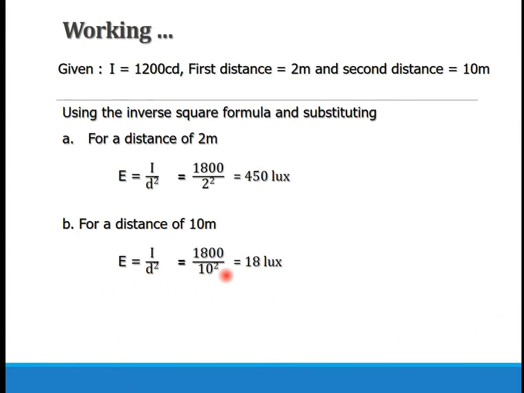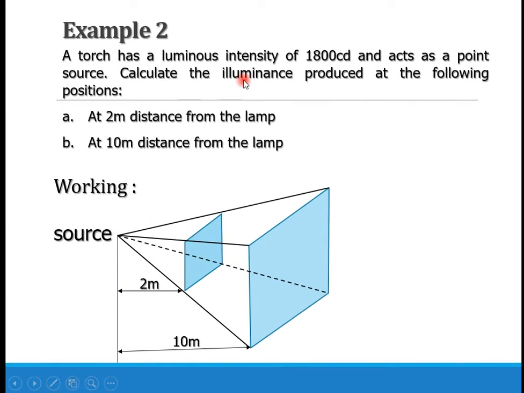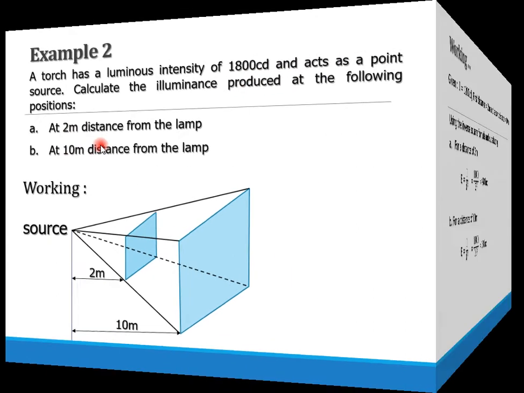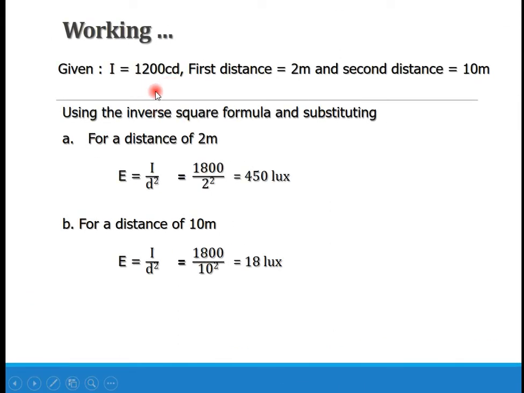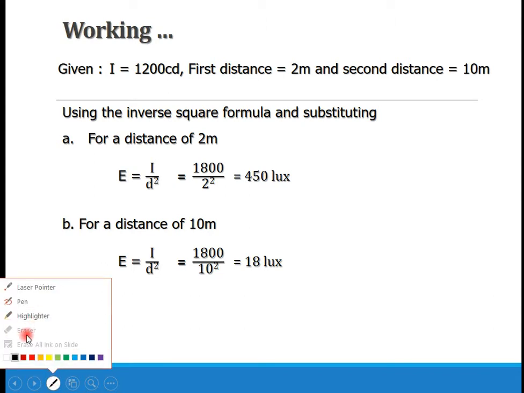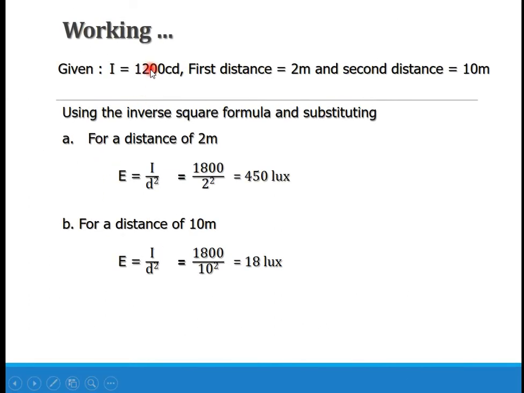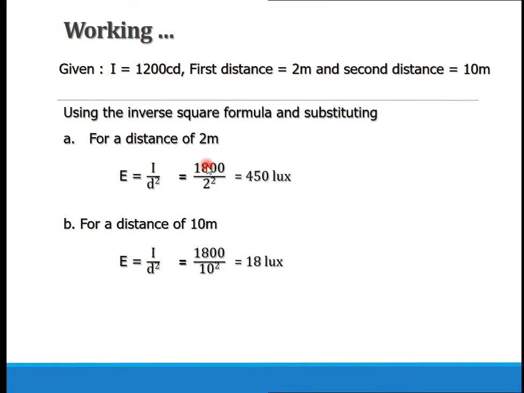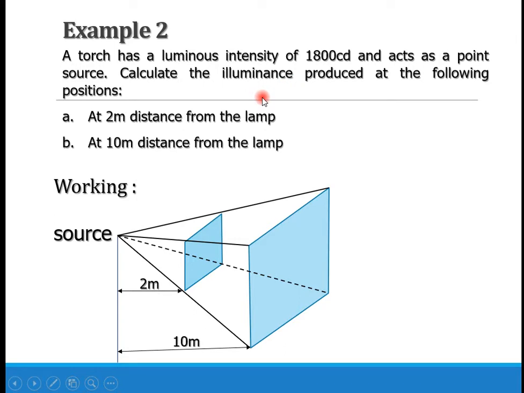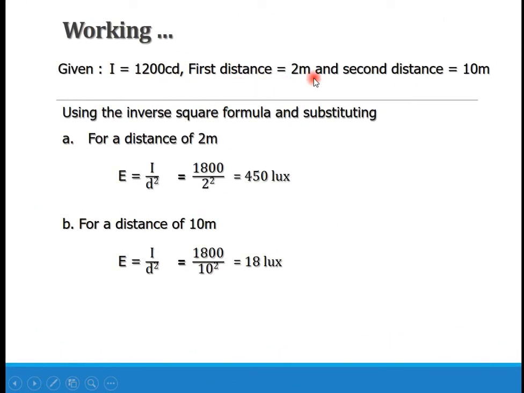So working out, in this case we've been given the luminous intensity, which is 1800 cd, and also we've been given the distance from the source. It reads 1200 cd, but I believe that is supposed to read 1800, so there is a mistake. It's supposed to be 1800. In fact, in the calculation we have that one, so this is 1800 luminous intensity. So we use that 1800, and the first distance is 2 meters and the second distance is 10 meters.